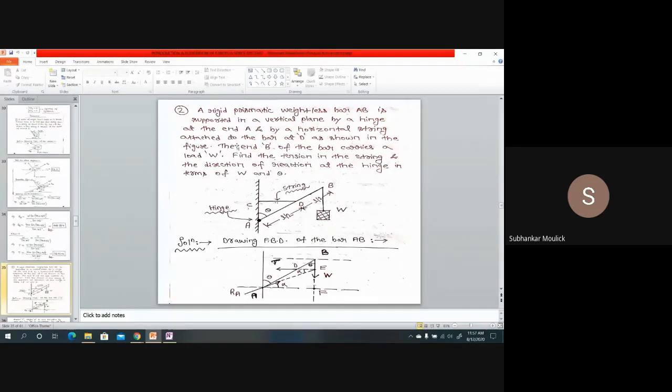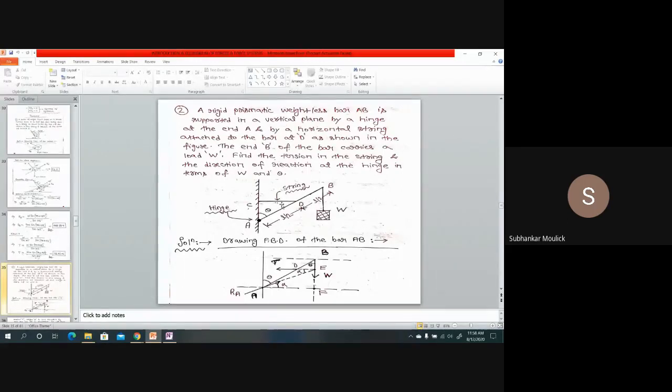By a horizontal string attached to the bar at D. Now, on this bar, a string is attached horizontally to a vertical wall at C, and the string is attached with this bar at point D. That means CD is nothing but my string, which is attached to this bar AB. The end B of the bar carries a load W. It is very clear from the diagram that end B is carrying a load W. Find the tension in the string. That means how much tension the string will exert, that I need to find out.